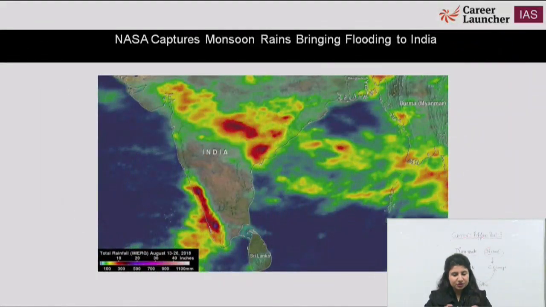So NASA has captured a very different and unique picture of monsoon rains bringing flooding to India. All these, in red and blue, red and yellow in color, are basically the clouds, the cloudy situation there. Now monsoon rains are bringing flooding to India. So who is blameworthy? Monsoon? Should there be no monsoon then? If there is deficient rainfall during the monsoon period, there will be a drought-like condition in our country, which is again a menace. But is only the monsoon blameworthy? No, it is our preparedness.